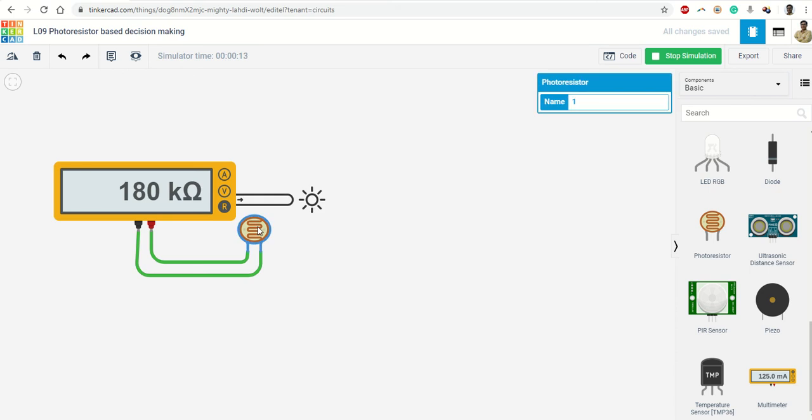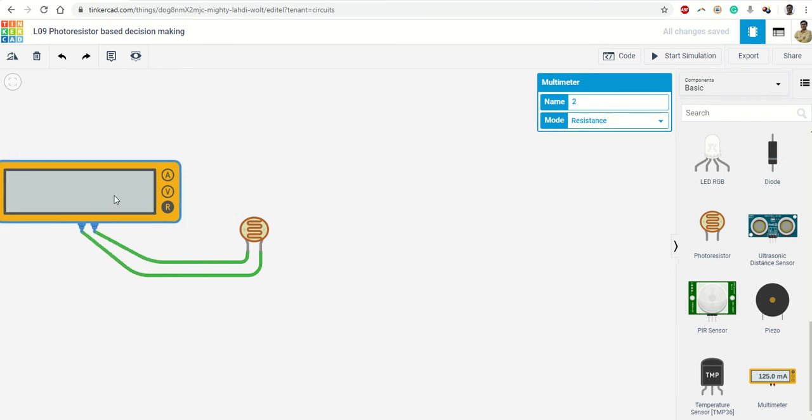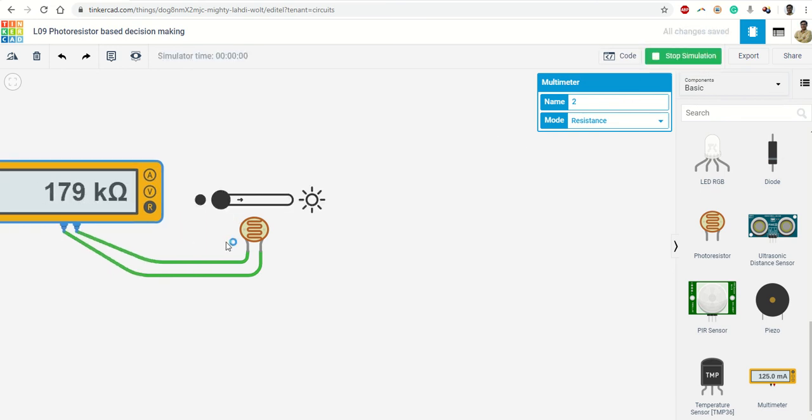How do I change the intensity of light on this photoresistor? So click on this, and my multimeter is coming in the path. So stop the simulation, move the multimeter a little away and start the simulation again. And now you can see there is a bar which shows darkness and brightness. If you move this bar, the value of resistance decreases as you move towards more and more light.